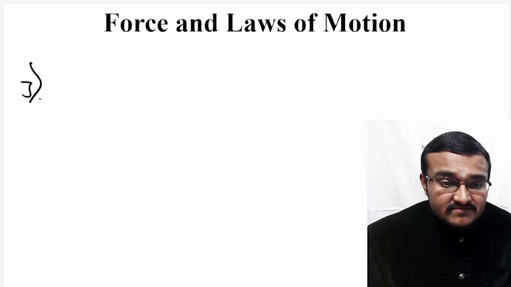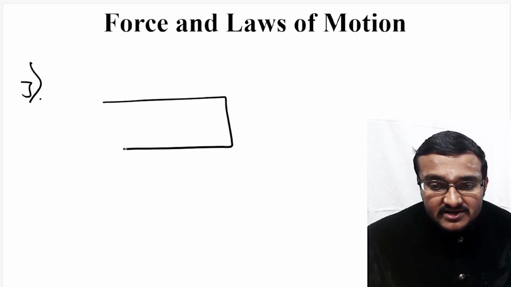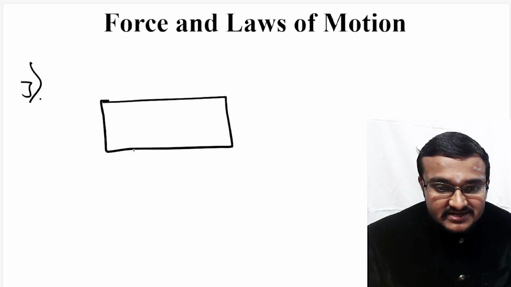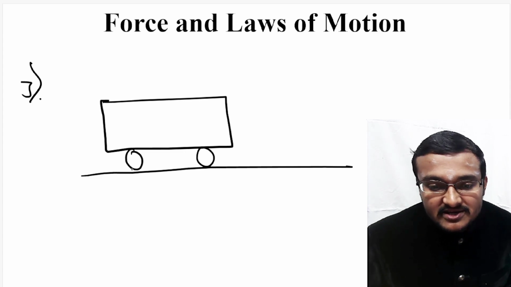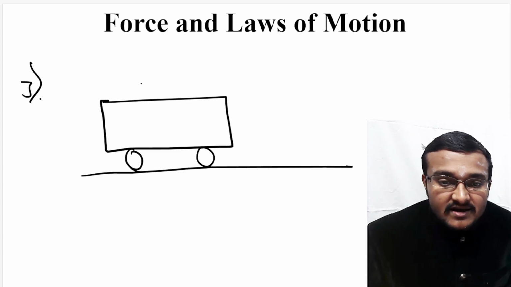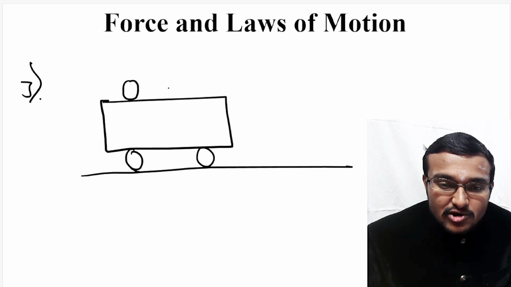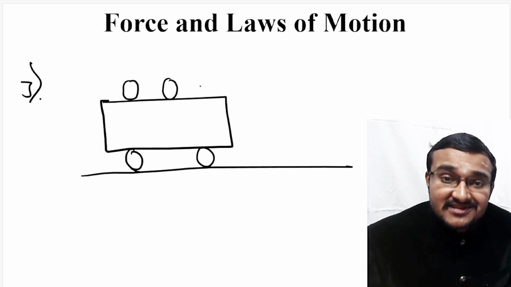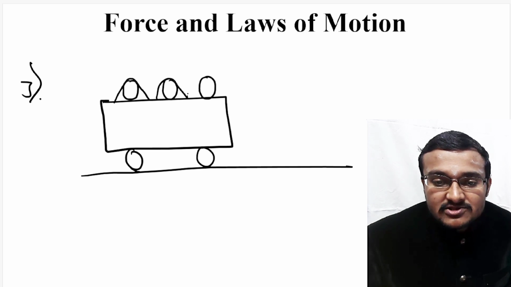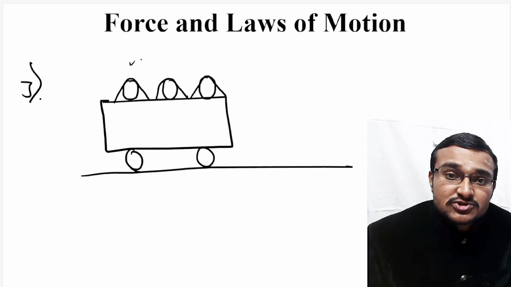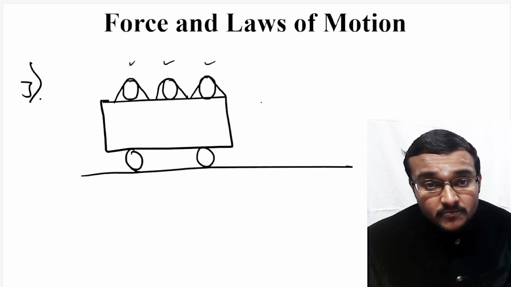Coming to the third question, if a particular bus is traveling, let's assume this as a bus, and if this bus is traveling on a road, the objects which are kept on top of this bus should be tied with rope like this. Why should they be tied with rope? Why is it suggested to tie the objects placed on this bus with a rope?